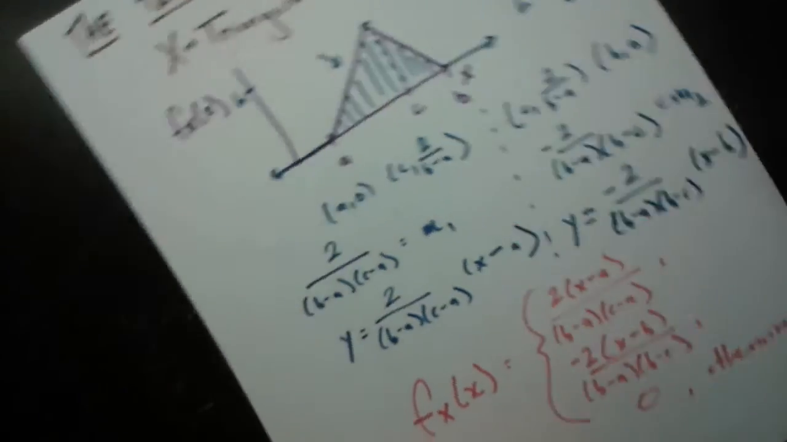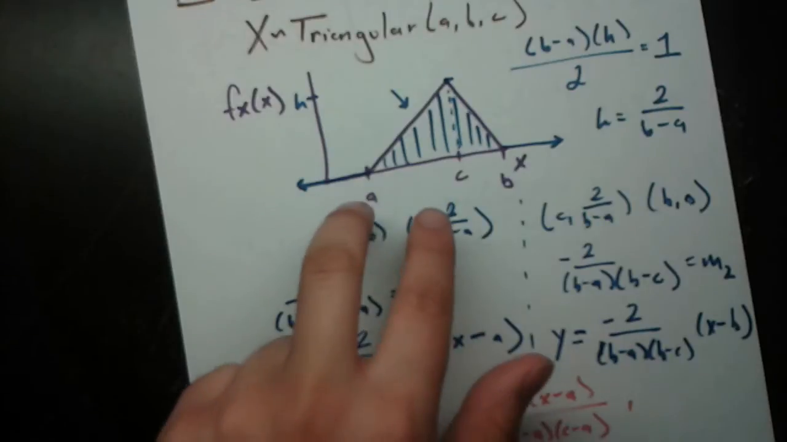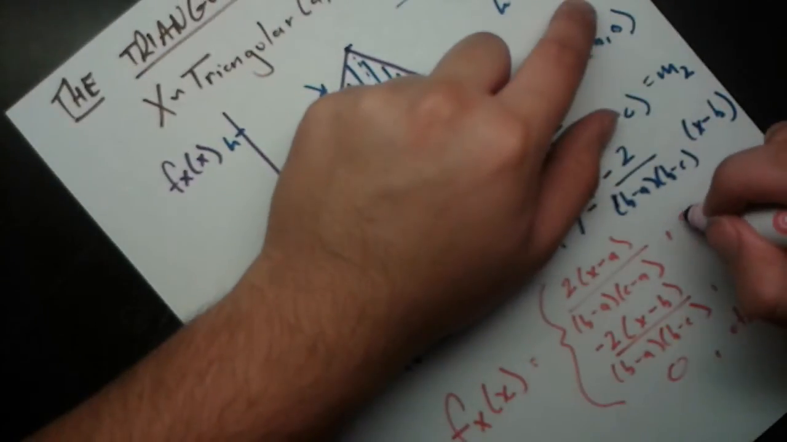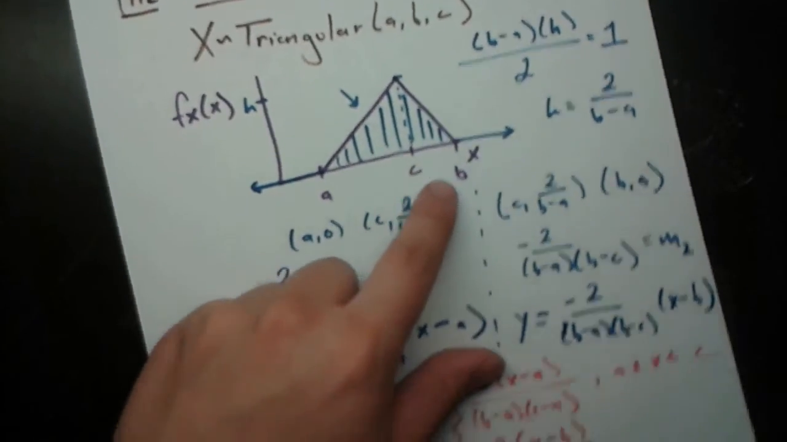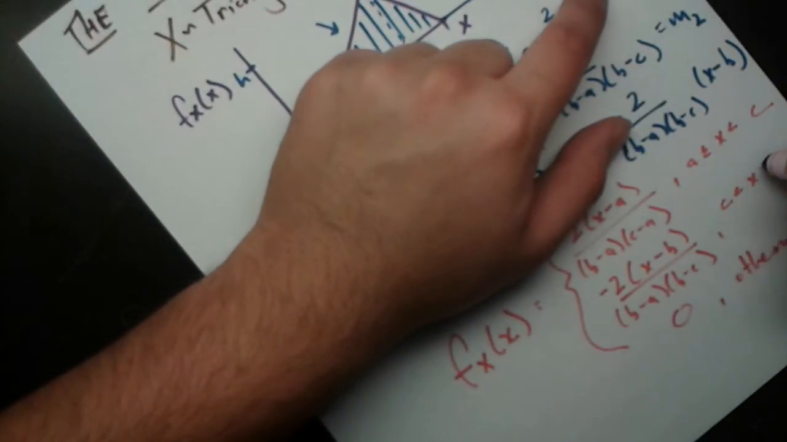Now, when are these two holding? So this one is holding when we have the positive portion, or a to c. So a less than or equal to x less than c. Now this portion is holding on the negative, so we have c to b. So it's c less than x less than or equal to b.